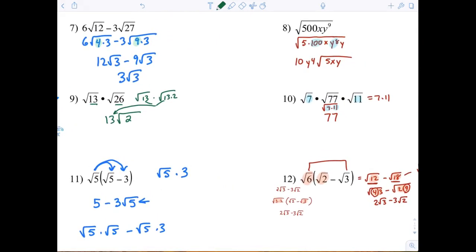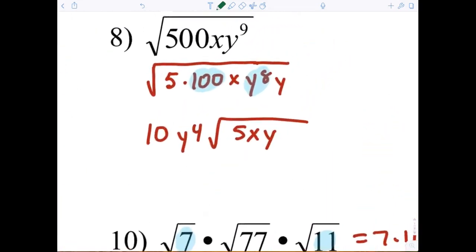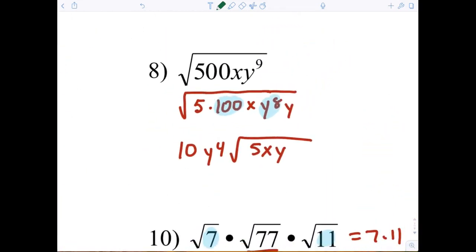Number 8. Can we go through number 8? All right. So if we look at number 8 now, 500 breaks down to 5 times 100. Y to the 9th breaks down to y to the 8th times y. Do you agree with that? And then it's just a matter of seeing that 100 is a perfect square.